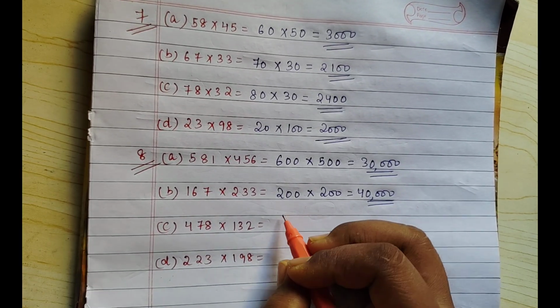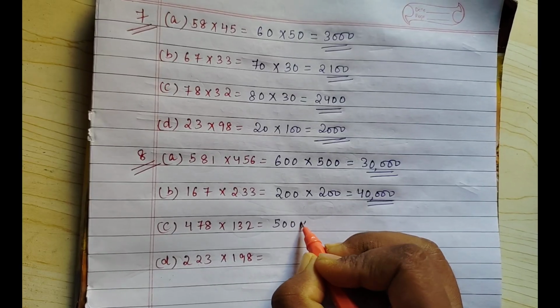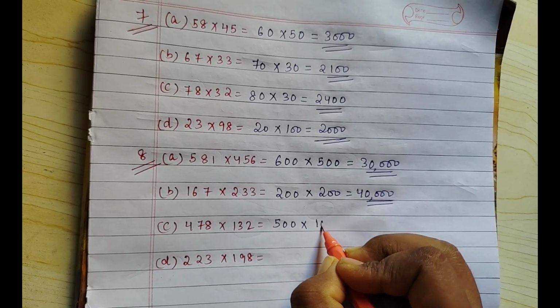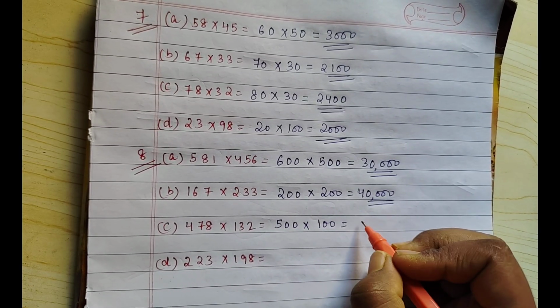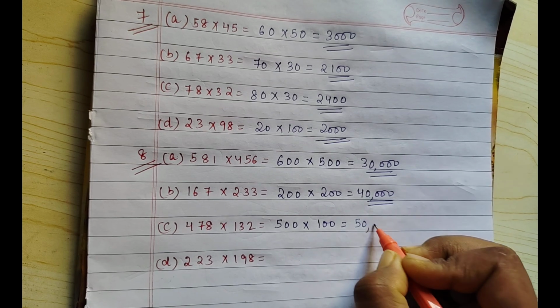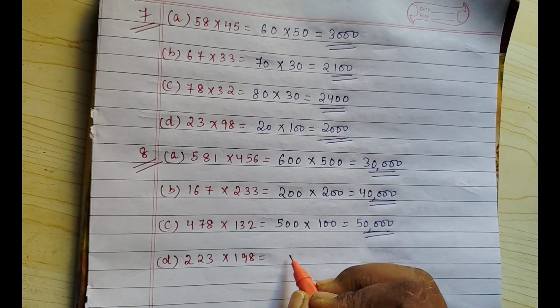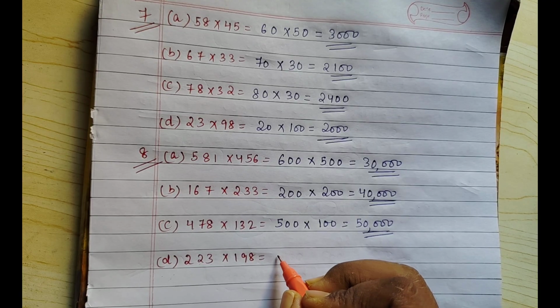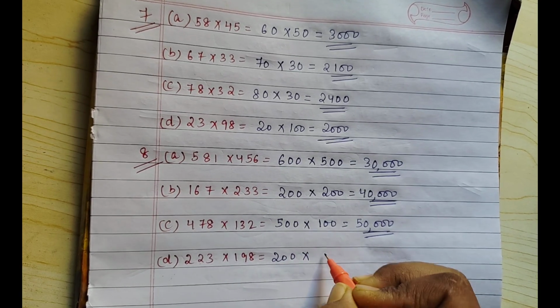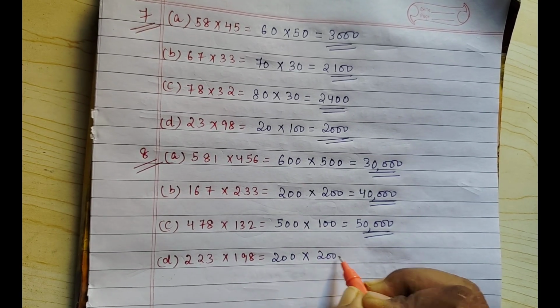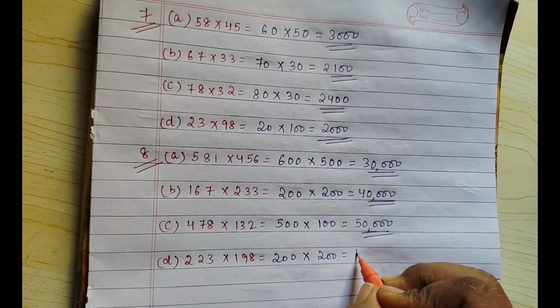478 should be rounded up to 500. 132 will be rounded down to 100. The answer we'll get is 50,000. 223 should be rounded down to 200. 198 should be rounded up to 200. The answer we'll get is 40,000.